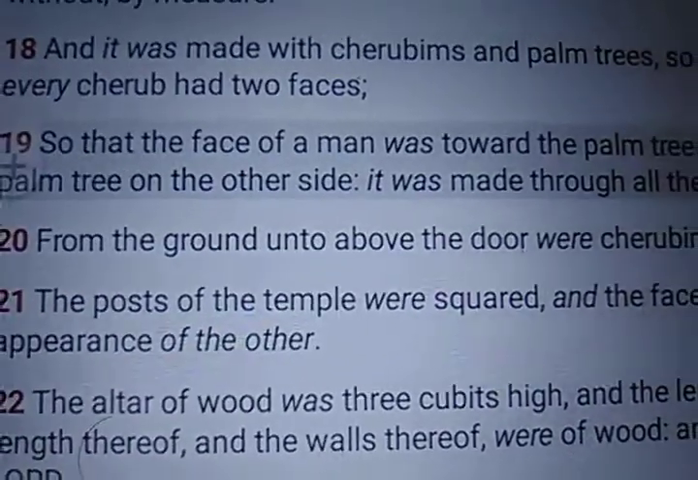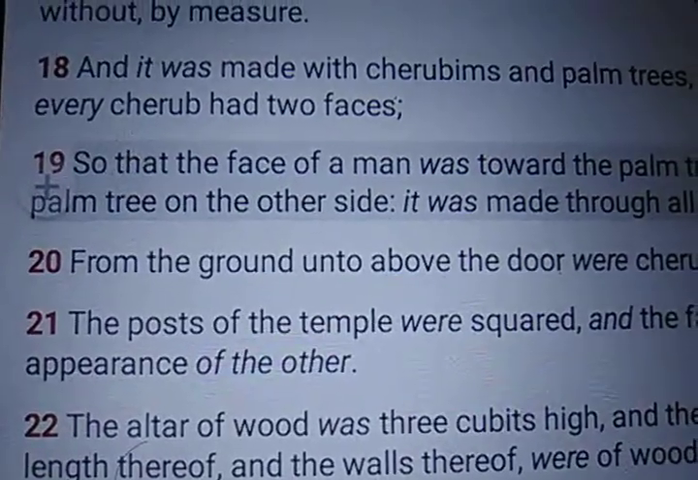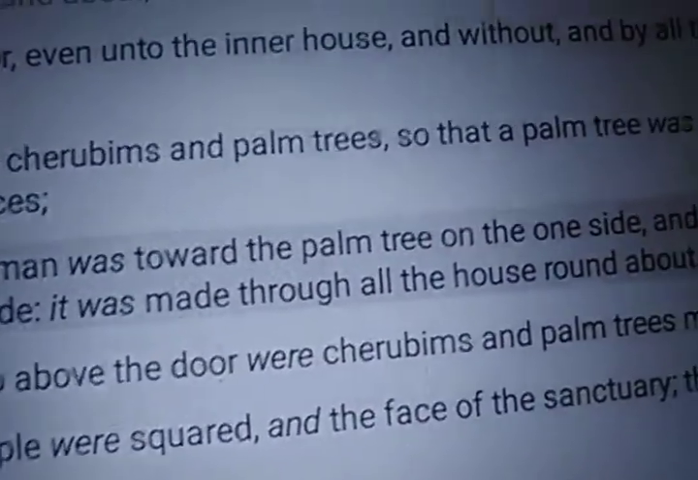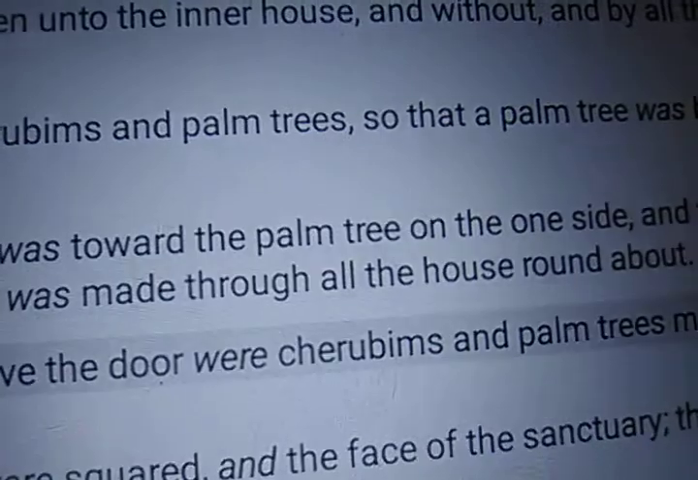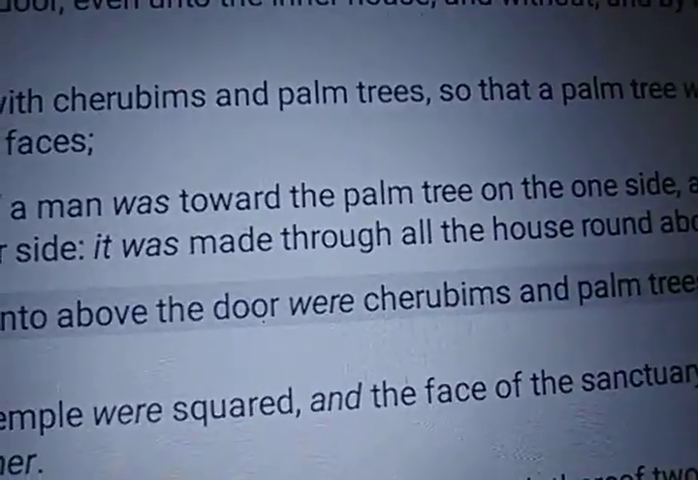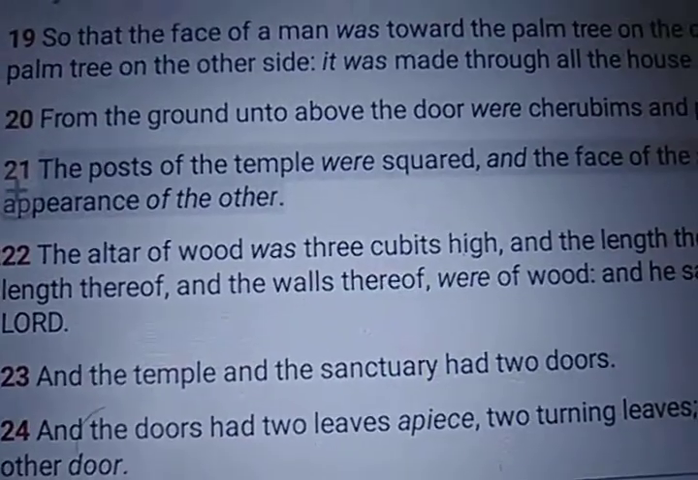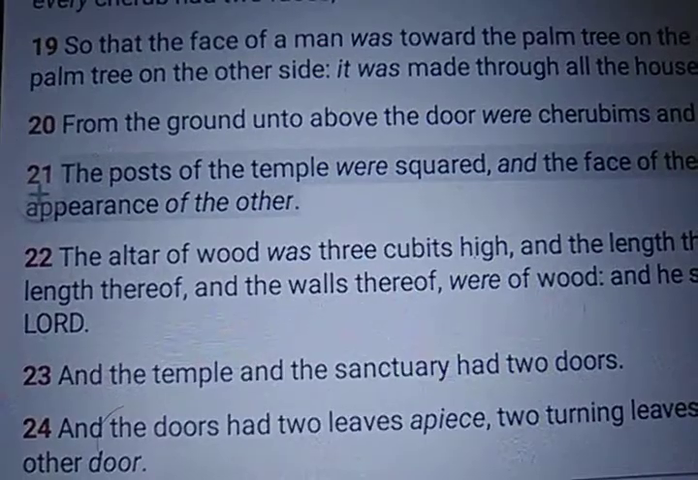So that the face of a man was toward the palm tree on the one side, and the face of a young lion toward the palm tree on the other side. It was made through all the house round about. From the ground unto above the door were cherubims and palm trees made, and on the wall of the temple. The posts of the temple were squared, and the face of the sanctuary, the appearance of the one is the appearance of the other.